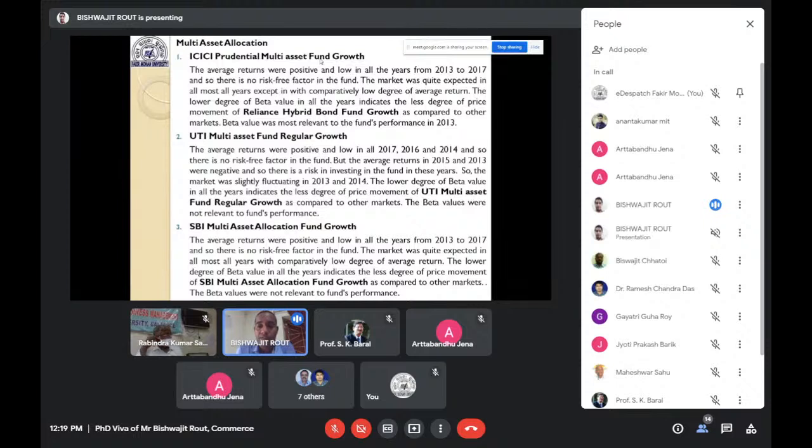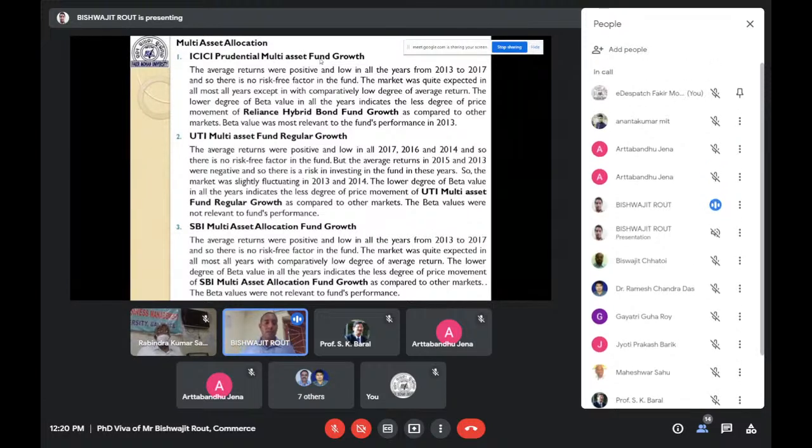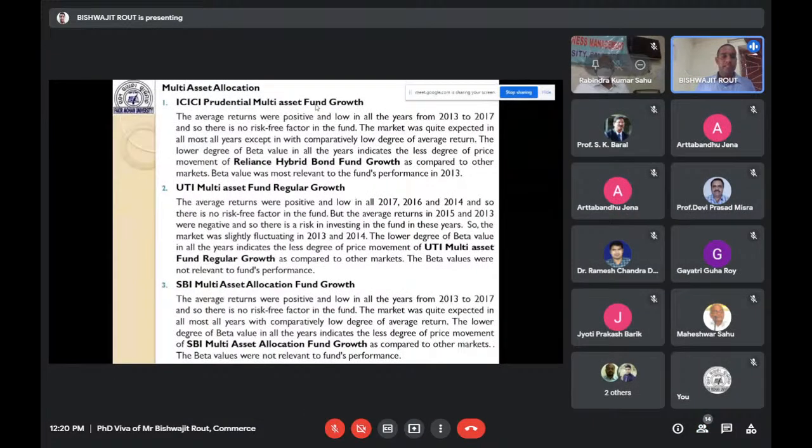The lower degree of beta value in all the years indicates less price movement of the UTI Multi-Asset Fund as compared to other markets. The beta value was not relevant to the fund performance. So the last company is SBI Multi-Asset Allocation Fund Growth.